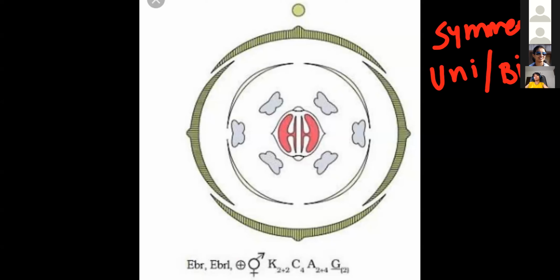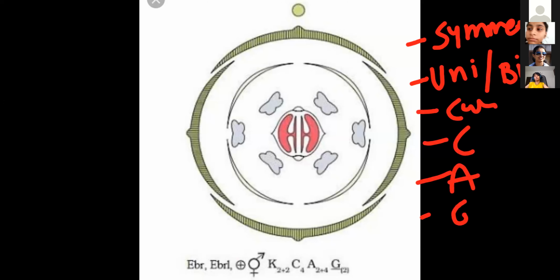It is not that you write whatever you remember. No. So first write down their symmetry, then unisexual or bisexual. Then follow the four whorls: calyx, corolla, androecium, gynoecium. Now, first symmetry. Can you tell me about this flower?